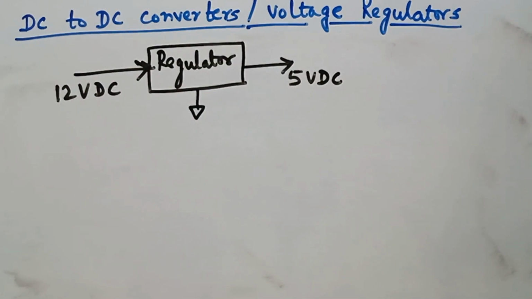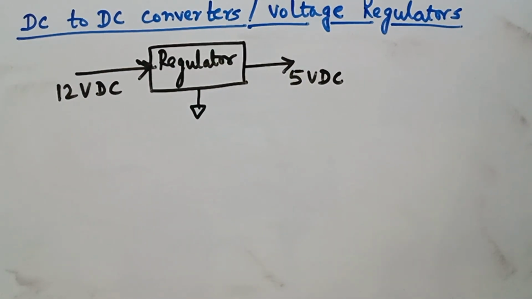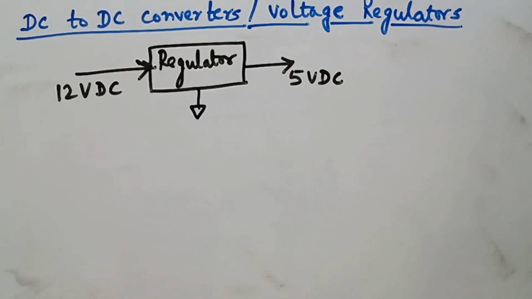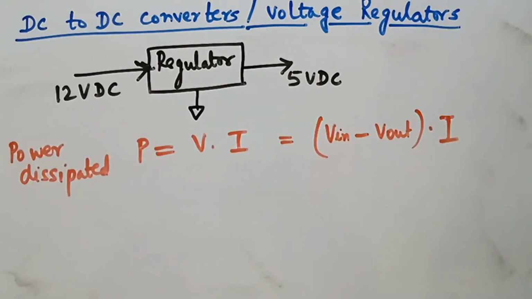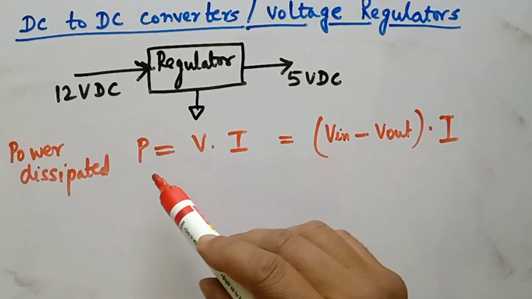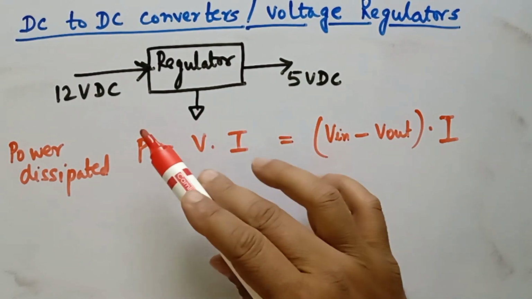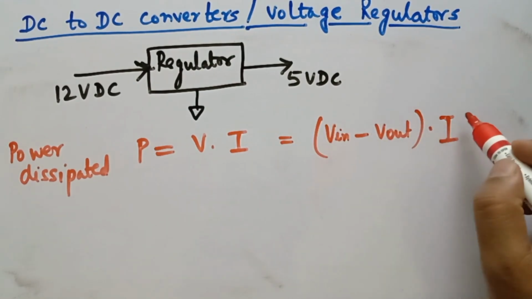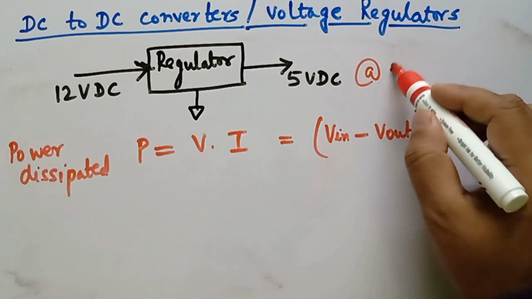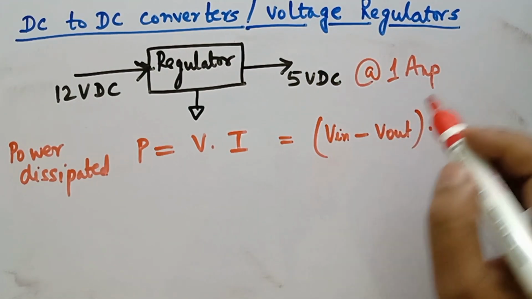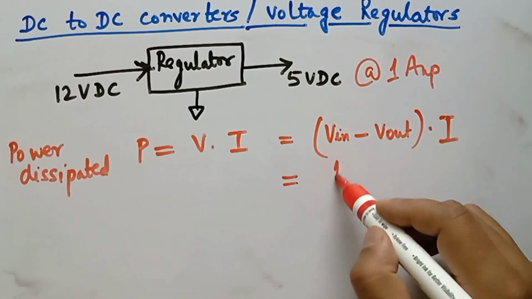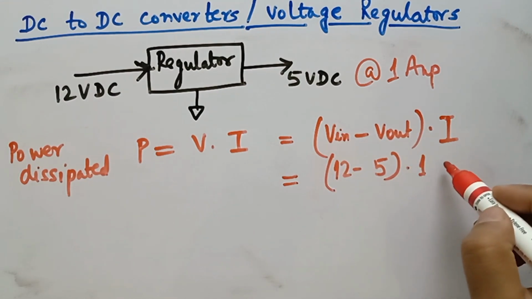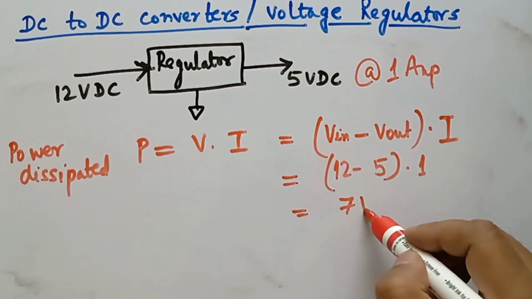So far, so good. Now let us talk of the drawbacks. What is the trouble with such linear regulators? The trouble is the power dissipation. The power dissipation by equation is P equals V into I, where V is the difference between the input voltage minus the output voltage, multiplied by the current. So assuming this circuit is able to deliver an output of 1 ampere, Vin is assumed to be 12 volts for example, and V out is 5, then 7 into 1 will make it 7 watts.